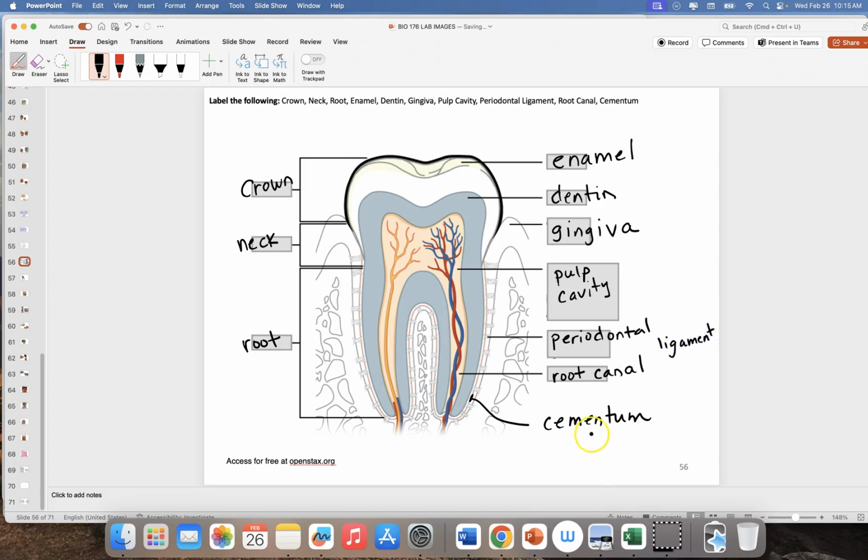You can think about cementum like cement. That plus these ligaments is going to help to hold the tooth in place in the jaw.